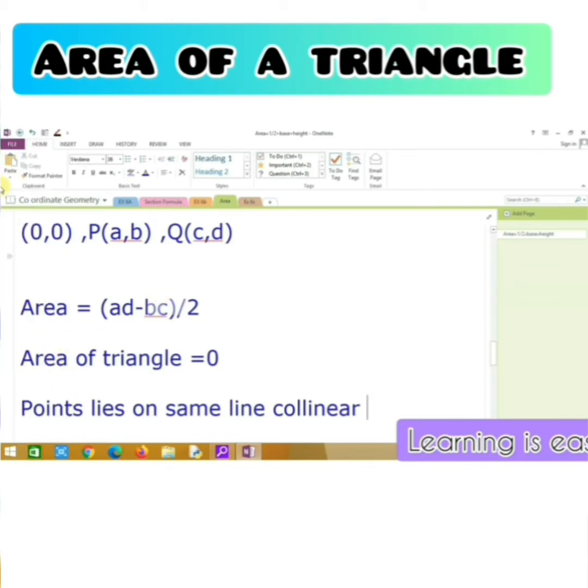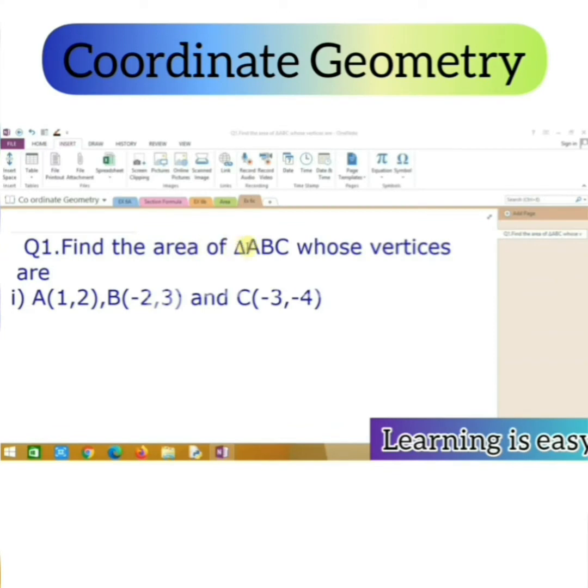So with all these concepts of the area of a triangle, we can solve the next exercise, 6C. First question: find the area of a triangle ABC whose vertices are given below, A, B and C. We already know the formula for the area of the triangle.